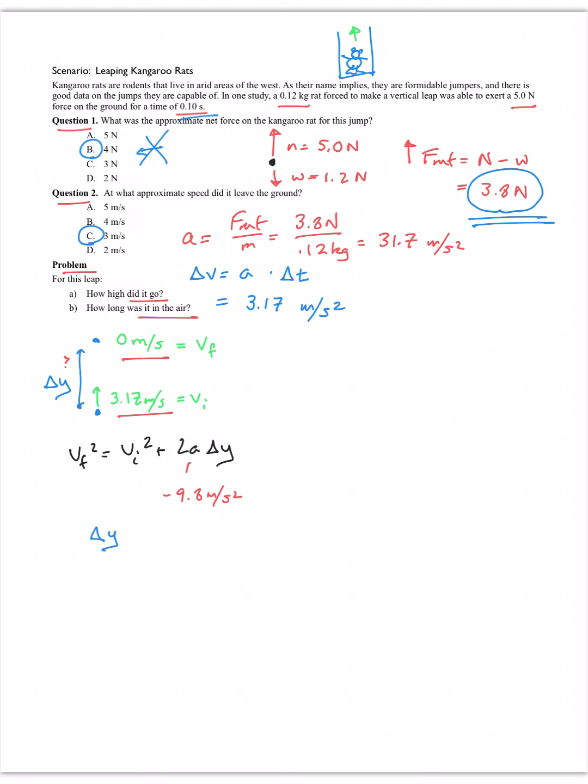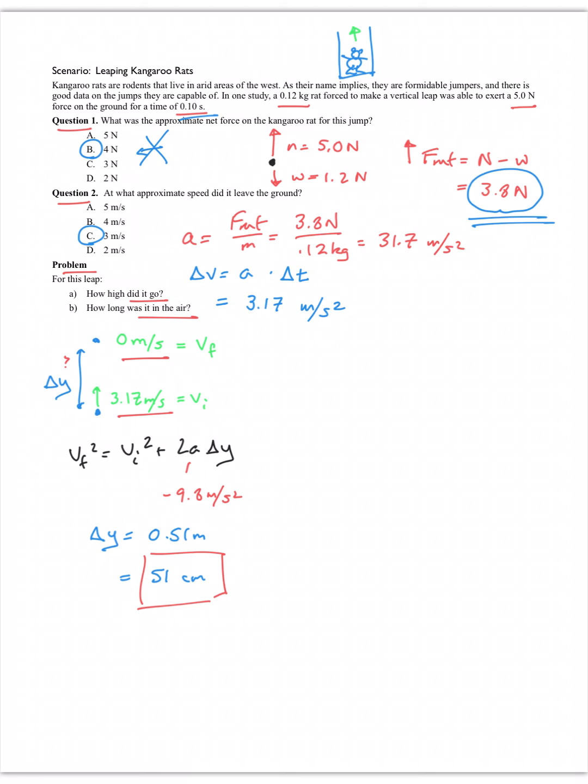And if we compute delta y from this equation, we get that it's 0.51 meters or 51 centimeters, which is impressive for this little creature, and also comparable to other values that we've seen. We've seen other creatures which were leaving the ground at about that speed, and that's about how high they got.